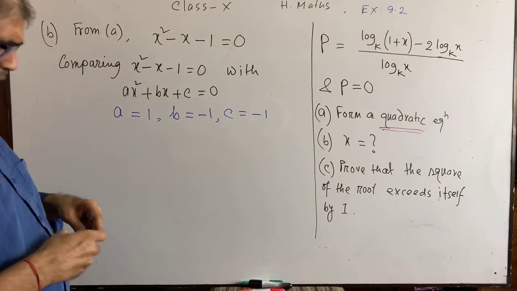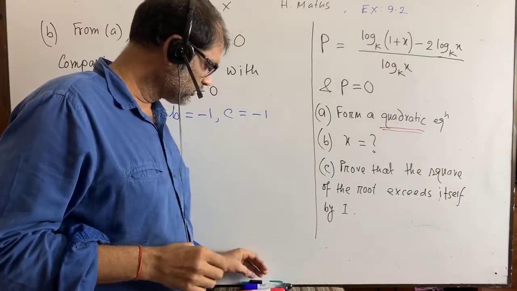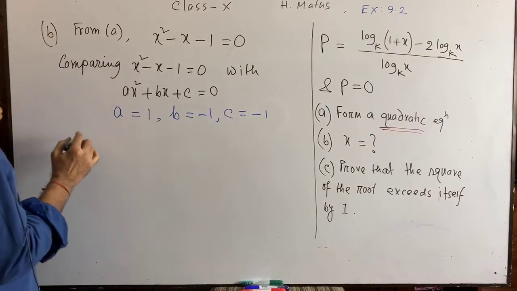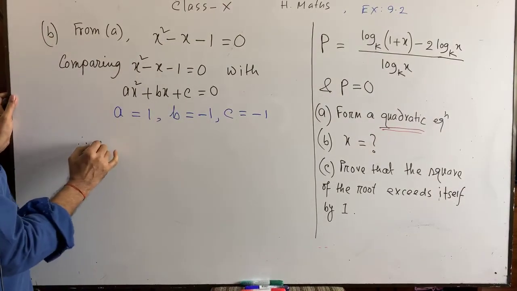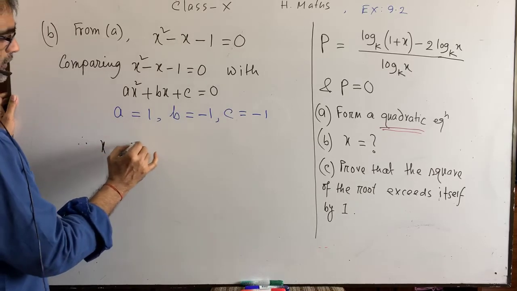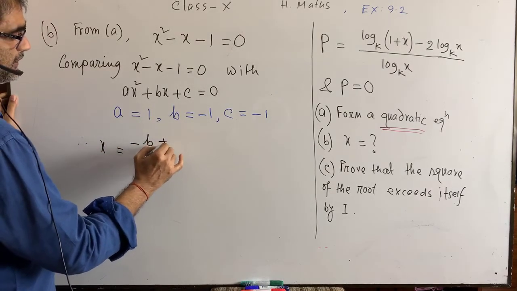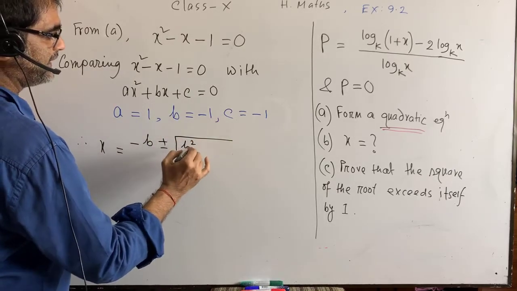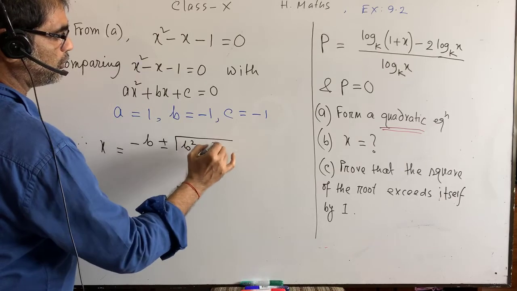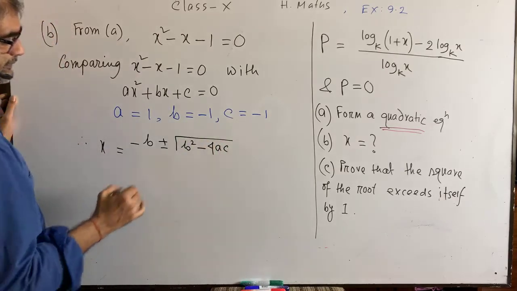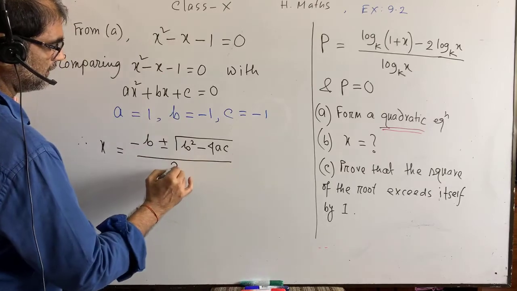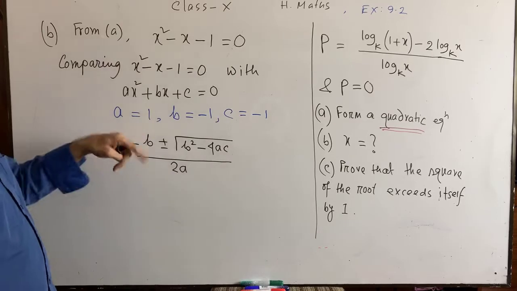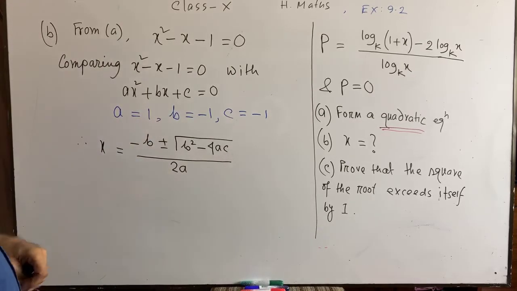Then what do we know about the formula? What is the formula to find the value of x? Therefore, we know x equals to minus b plus minus root over b square minus 4ac, by twice a. This is the formula, right? Now what will we do? We will just put the values here.